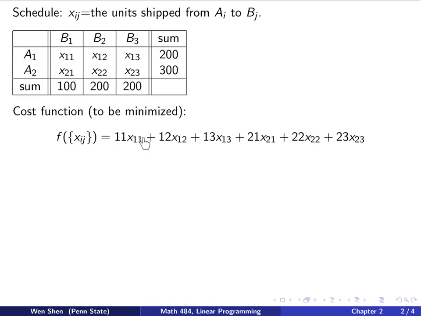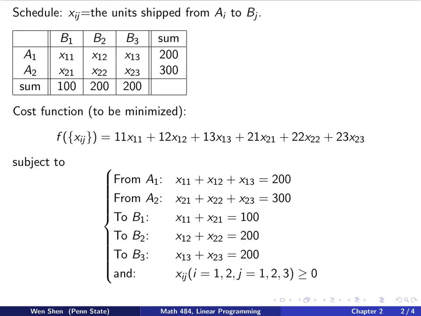Here, actually, we will have 6 of them, right? So x11 is the units being shipped from A1 to B1. It costs 11 units of money for each, so the total cost is 11 x11. And then you multiply each of these with the corresponding cost per unit, and then you add them all up. Okay, so this becomes your cost. In the setting of our problem, that is the only cost we're considering now.